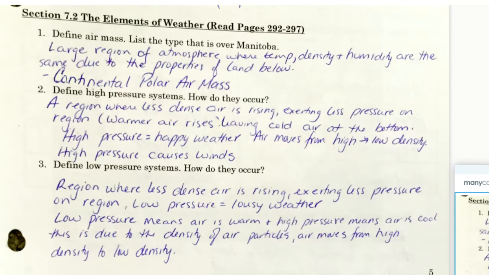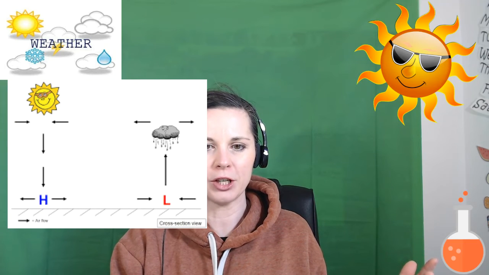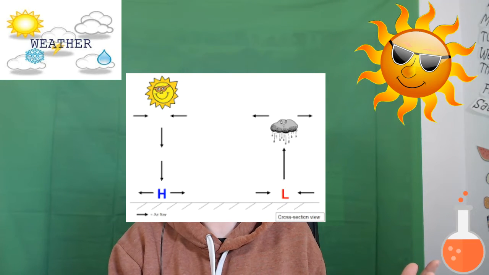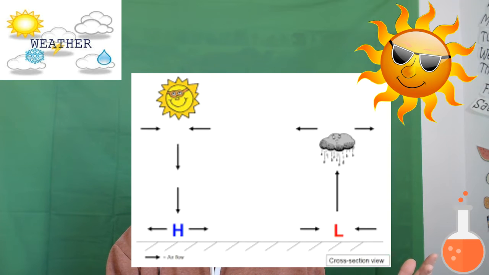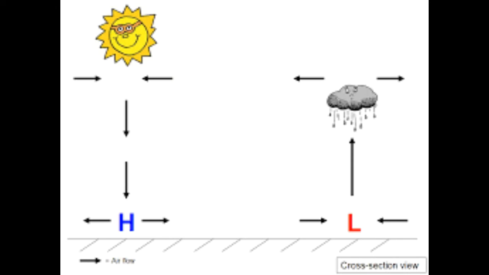Okay, so the next question is where the confusion sets in, I believe: define high pressure systems and low pressure systems and how do they occur. You can read what I wrote, but I want to talk about it and explain it. So it's all to do with the air molecules and particles in our sky. So I'm going to make this one really large.